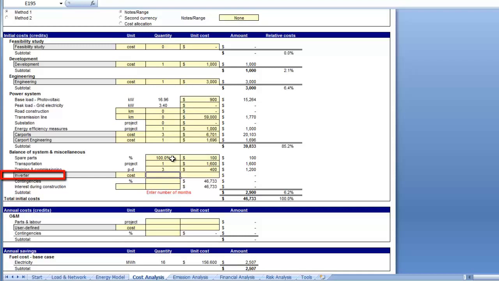Because significant shading is not expected, and in order to reduce costs, for this project we have selected 1 or 2 central inverters to be located under the carports.